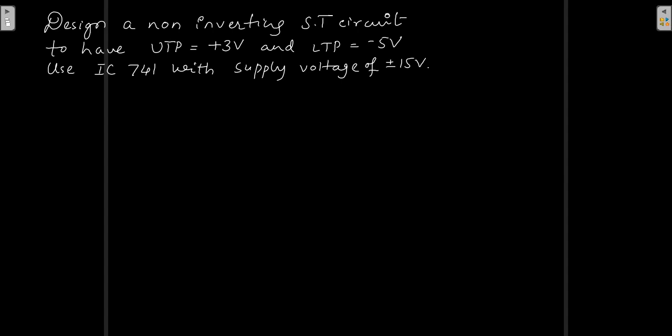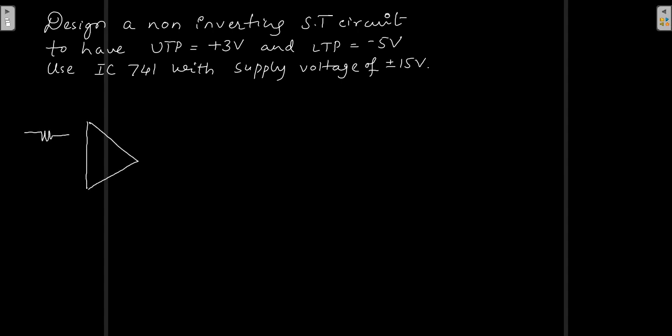Many things I have not repeated here. Probably in this problem I will have to recall what we have done for similar problems in the inverting Schmitt trigger circuit in our earlier classes. So can you start drawing the circuit now? See here, I have to take care of both UTP as well as LTP, which are different. That's why I have to have a circuit.